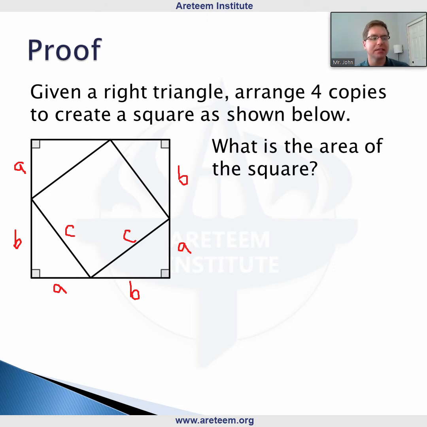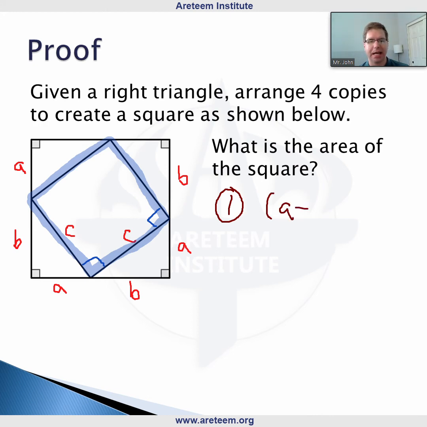And in fact, the centerpiece here is important as well. We'll see this in a second. This centerpiece is also a square. If you look at this center piece, because the angles in a triangle add up to 180, you can actually see that this has to be a square as well. Okay, so let's go back to our question here: what is the area of this big square? Well, it is a square. Do we know the side length of the square? Yes, it's a plus b. So the area is a plus b squared.